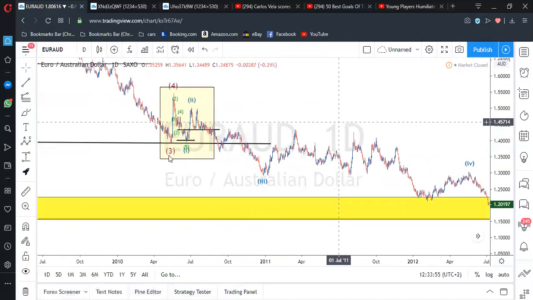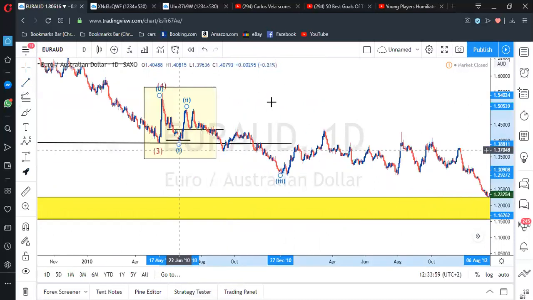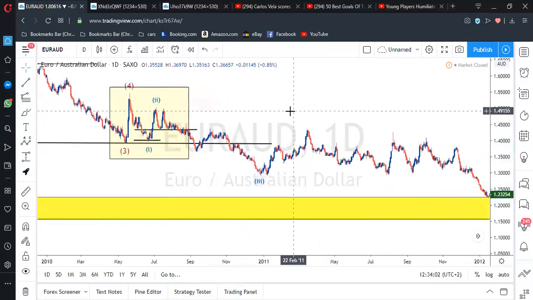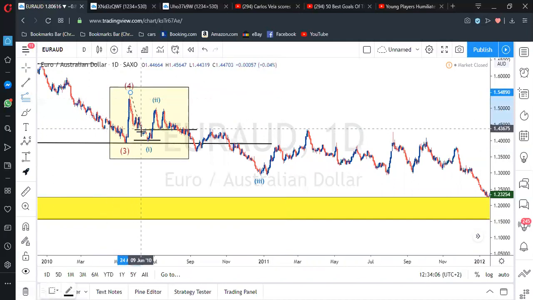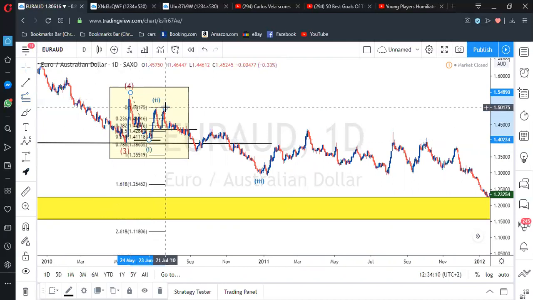Okay, let's remove these 1, 2, 3 because they're kind of distant. Yes, it would look like this. 1, 2, right? We take it from here, to this top point here, to this bottom point, right? It will give us a wave 3. Remember, I said that we are looking for this Fibonacci.